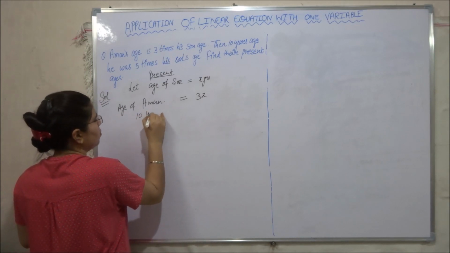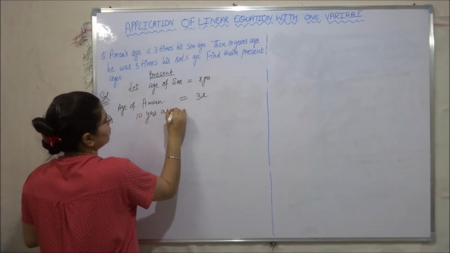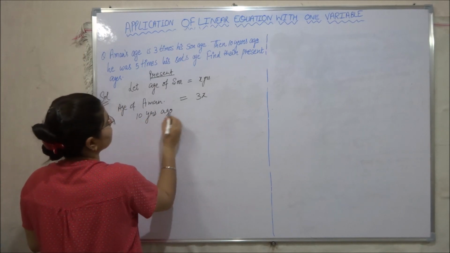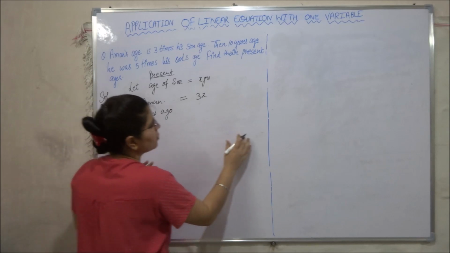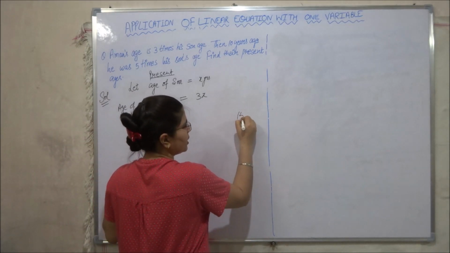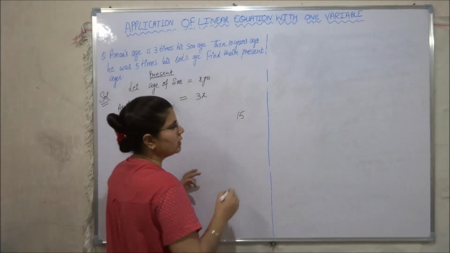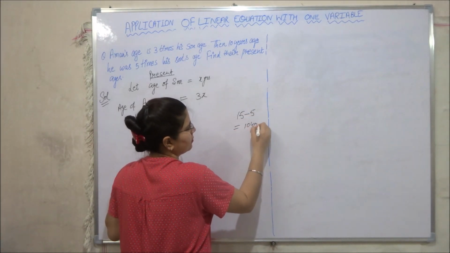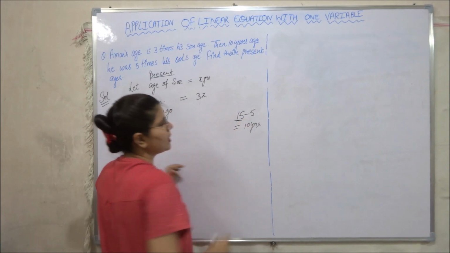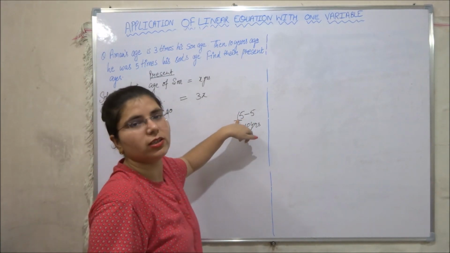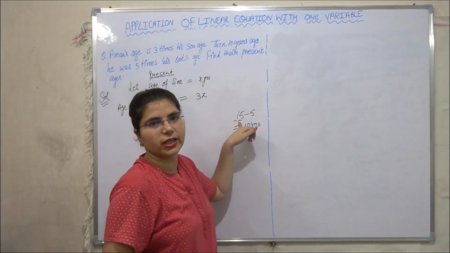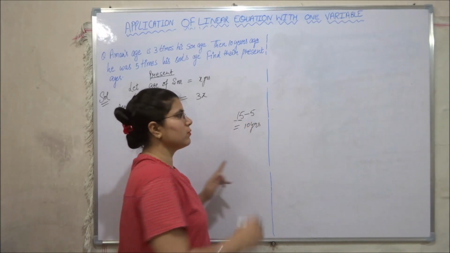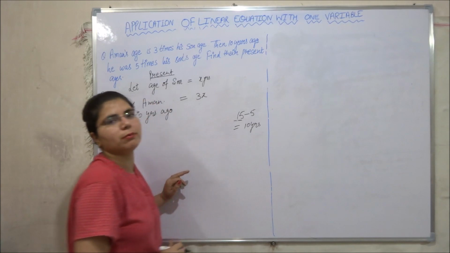10 years ago he was 5 times his son's age. If you are 15 years old now, then 5 years ago you were 10 years. So the present age is 15 years, and 5 years ago you were 10 years. That means we are subtracting 5 from your present age.